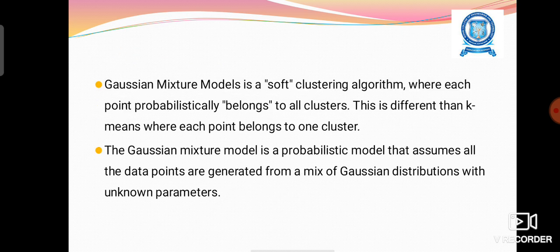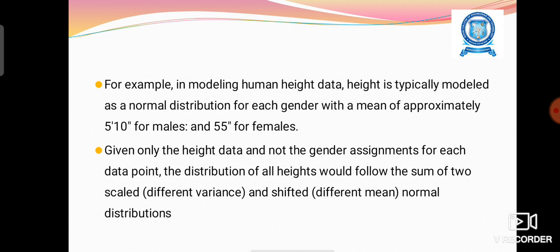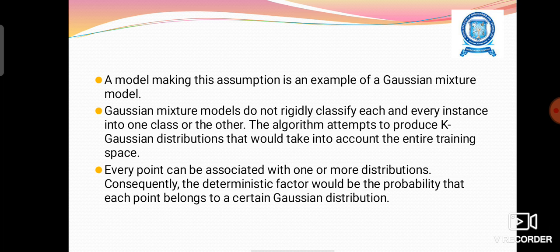GMM, Gaussian mixture model, is a soft clustering algorithm where each point probabilistically belongs to all clusters, but this is different from k-means clustering. In k-means clustering, each point belongs to only one cluster. It is a probabilistic model which assumes all the data points are generated from a mixture of Gaussian distributions with unknown parameters. This is a model which will make assumptions based upon the probability value.